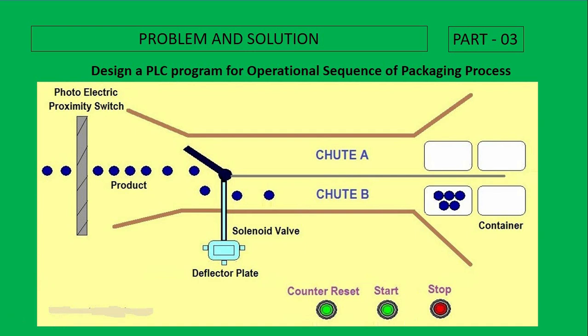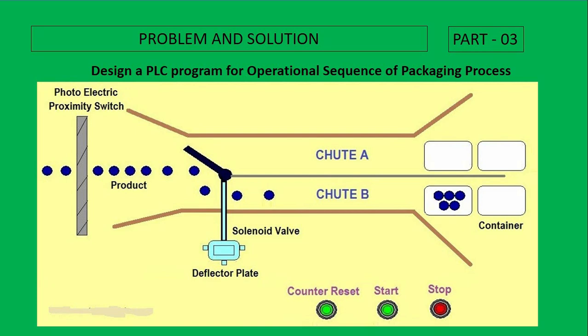In this program, we have used 4 inputs and 3 outputs. Start push button is address X0. Stop push button is address X1, proximity sensor is address X2, and manual reset for counter is address X3. And we have used 3 outputs: Y0 for indicator A, Y1 for indicator B, and Y2 for solenoid valve. And there are 3 memory bits we will show in this program.